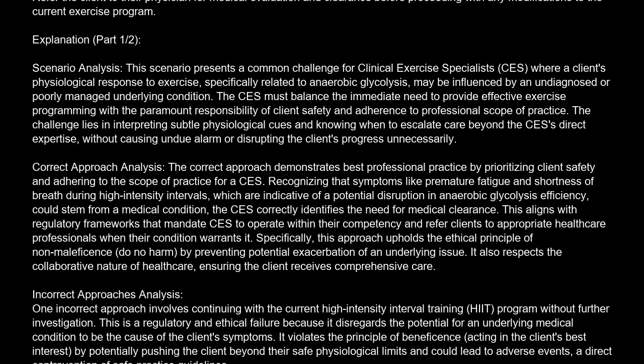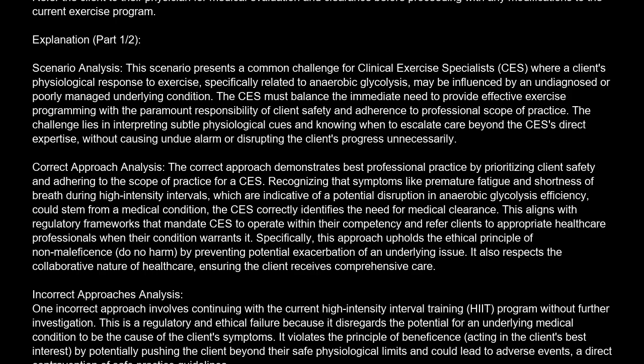to exercise, specifically related to anaerobic glycolysis, may be influenced by an undiagnosed or poorly managed underlying condition. The CES must balance the immediate need to provide effective exercise programming with the paramount responsibility of client safety and adherence to professional scope of practice. The challenge lies in interpreting subtle physiological cues and knowing when to escalate care beyond the CES's direct expertise without causing undue alarm or disrupting the client's progress unnecessarily.